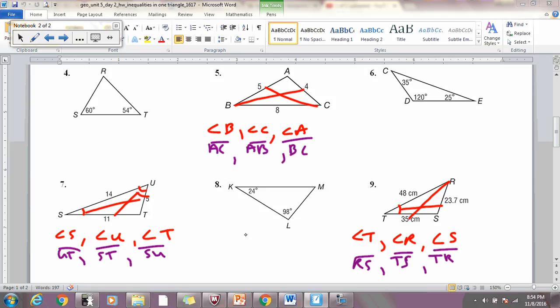You should kind of see a pattern here. Notice whatever angle it is, that letter is not mentioned in the side. So that should be a clue as to whether or not you're doing it correctly. Because again, the point that represents the angle should not be included in the side name. FYI. Don't know if you picked up on that pattern.